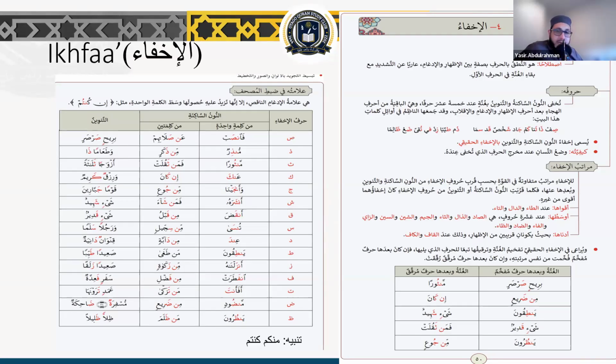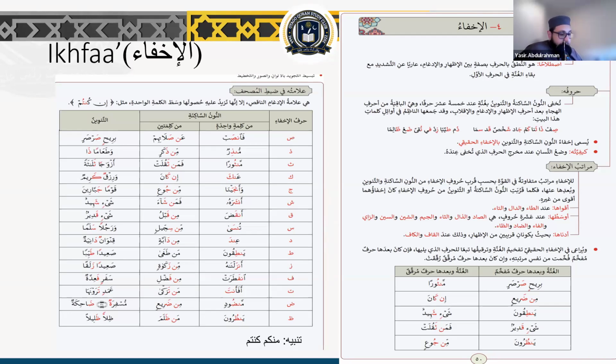We'll go for حرف السين. حرف السين is from the same articulation point as the صاد and the زاي, but it is a lowered letter. So it becomes الإنسان، خمسة، سادسهم.